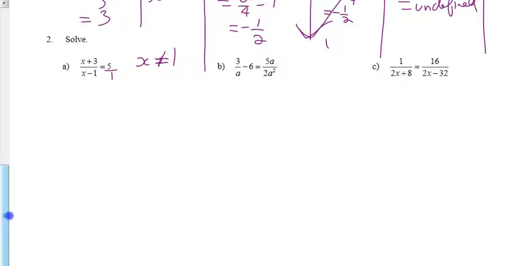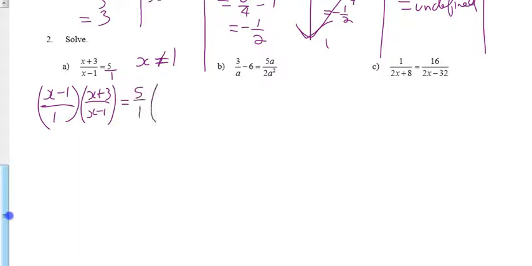X minus 1. Yeah. That's actually the only denominator, right? Only one denominator. So we're going to multiply both terms. There are actually only 2 terms here, right? By x minus 1. And let me see if I clean that up. So x minus 1 over 1 times x plus 3 over x minus 1 equals 5 over 1 times x minus 1 over 1.